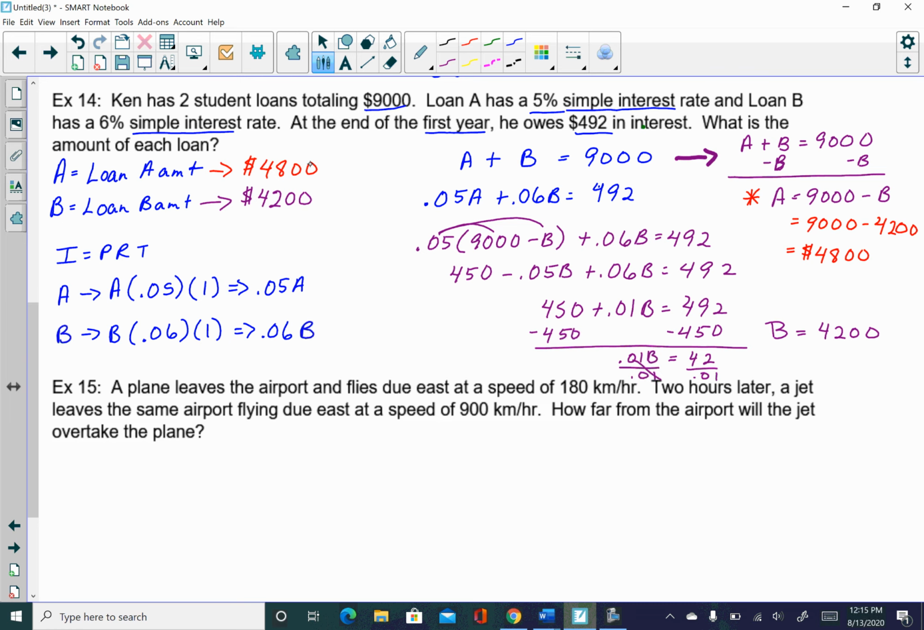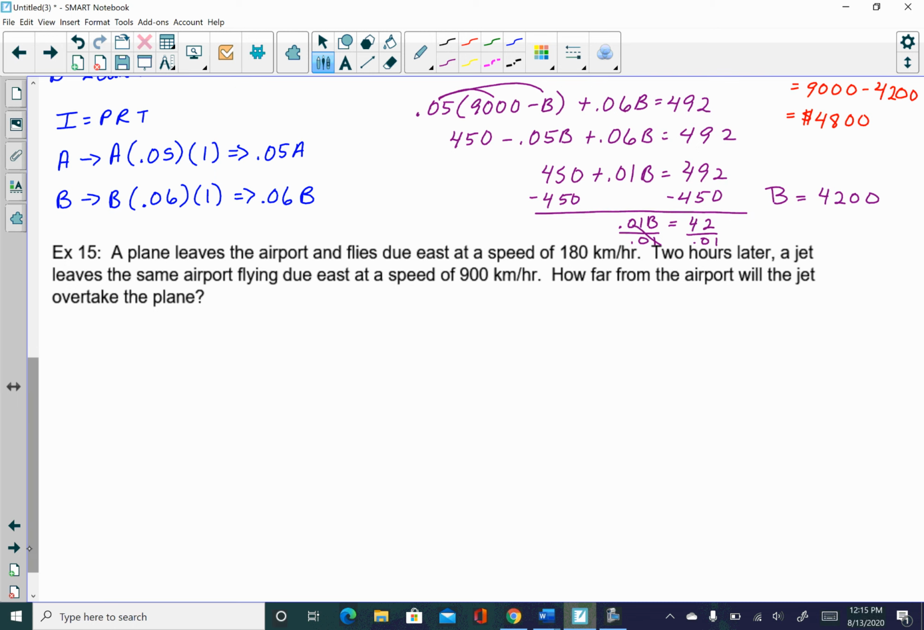All right, and then lastly, example 15 is very similar to that one, so if you wanted to stop the video and try it on your own, you can. I think I'm going to take the time, though, to show it to you, show you all the steps, okay? So looking at example 15, it says a plane leaves the airport and flies due east at a speed of 80 kilometers per hour.